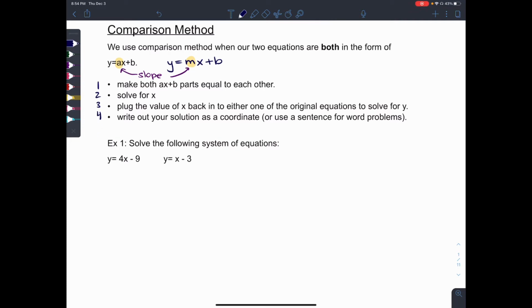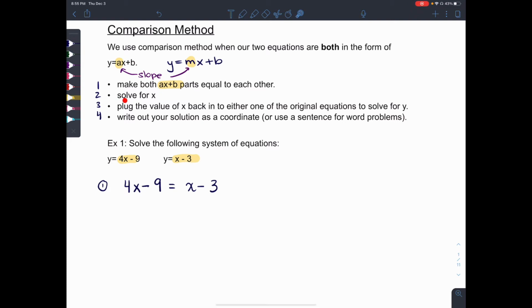So we're going to start by making the ax plus b parts equal to each other. So everything on the right-hand side of that equal sign, we're going to make those two things equal to each other. So here, I'm going to make 4x minus 9 equal to x minus 3. Okay, so step 1.